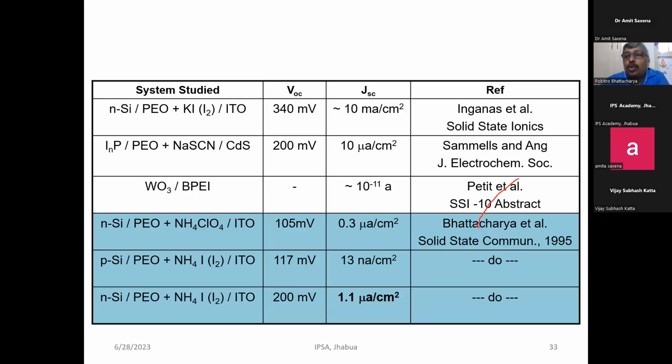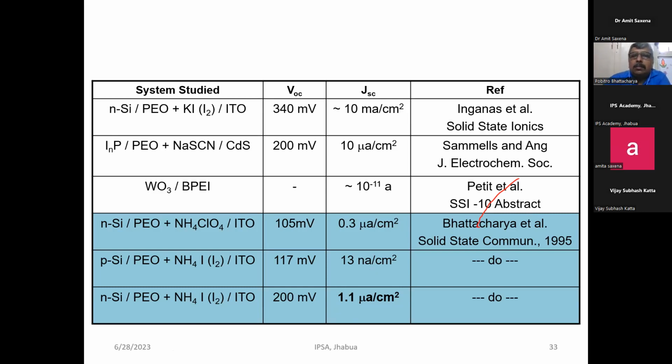Interestingly, it showed a junction behavior. The VOC was in hundreds of millivolts, but the current remained very low, and the maximum current that we could achieve was 1.1 microampere per centimeter square.